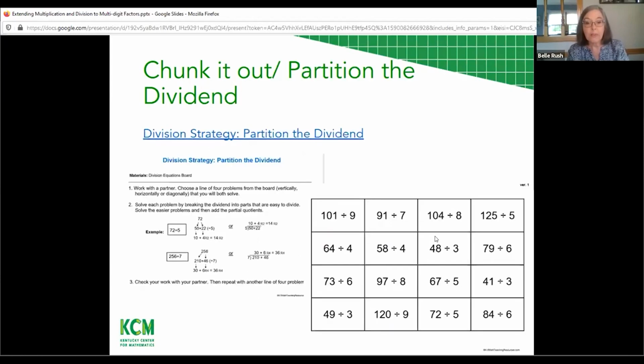All right, and there is another game from K5 Math Teaching Resources where they call it Partition the Dividend, and it's doing the same thing. It shows them an example there on the direction page where they are taking out chunks.